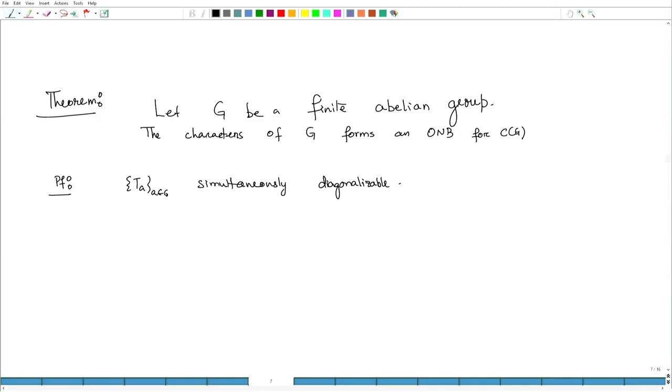So therefore, there exist FB, B belongs to G, eigenvectors, which are eigenvectors for all of TA. That means such that TA FB is equal to, let us say, lambda AB times FB. So all these are elements, this set is contained in CG. Okay.